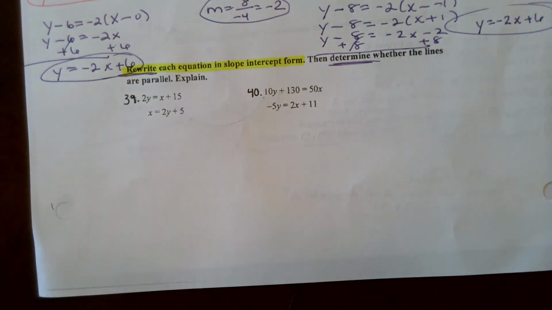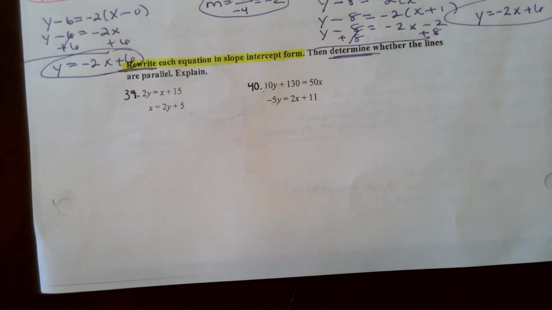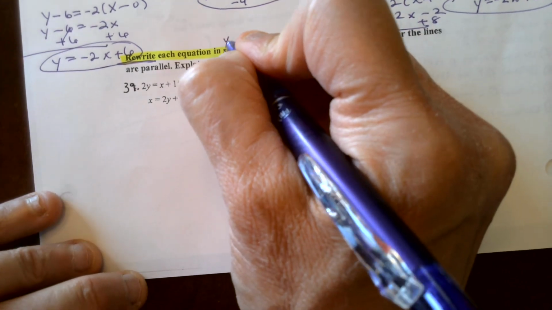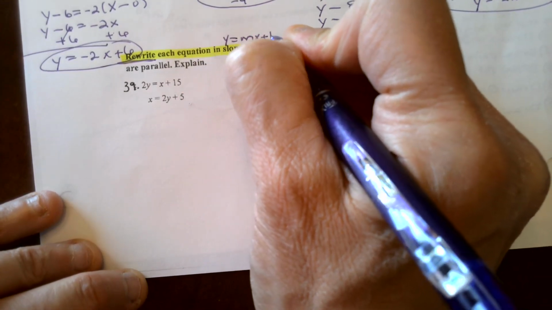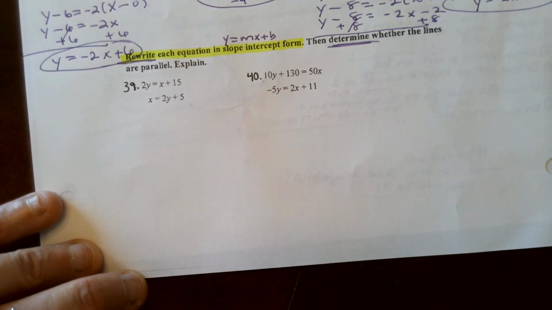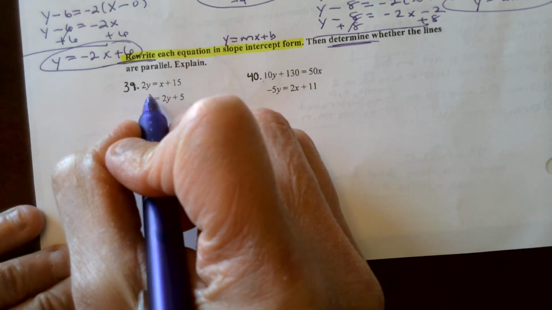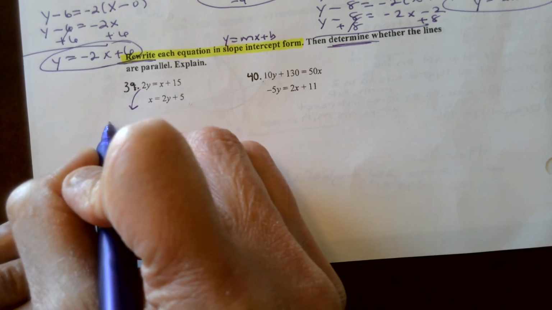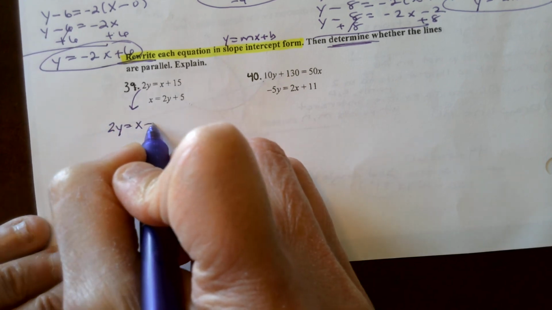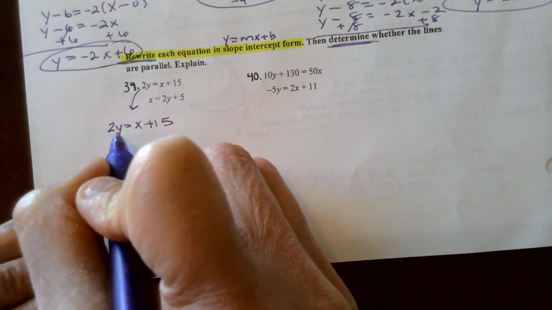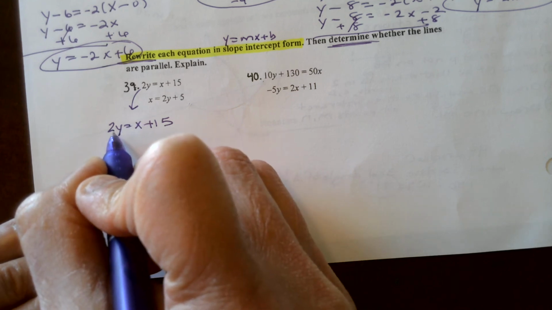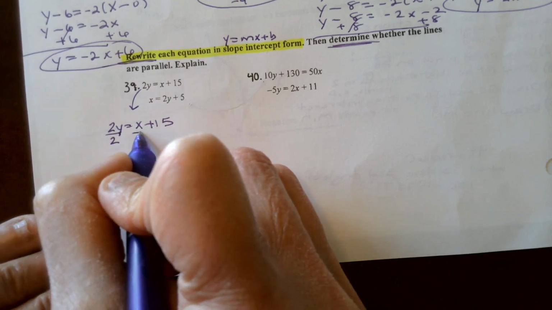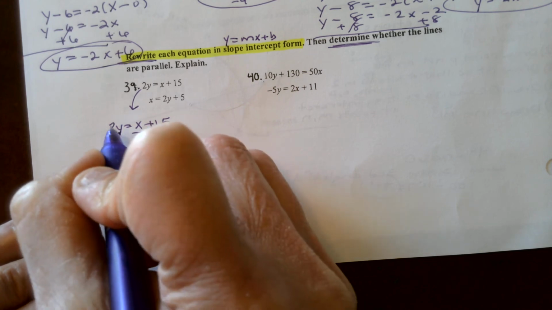All right. Neither one of those is in slope-intercept form, because remember, slope-intercept form is this, which basically means you have to solve for y. So I'm going to take this one, and I'm going to solve for y right here. Well, the only thing I have to do is divide by 2. But remember, divide each term by 2. That's going to help you if you do it that way.